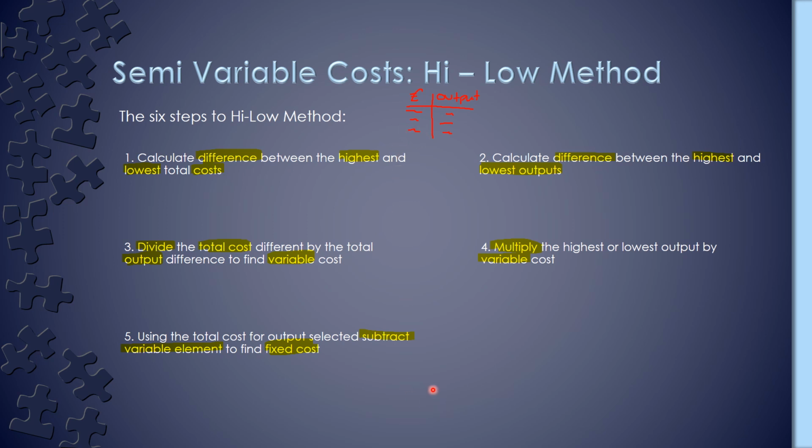Once you're happy that that is okay and those figures do add up, the final step is to always check it with another output level. So you could take another output level and check, times it by your variable cost, add in your fixed cost, and do you then come back to the total cost that you're given in the question. So that sounds a bit wordy, it's quite difficult to explain, so let's go on and actually have a look at an example on how this all works.